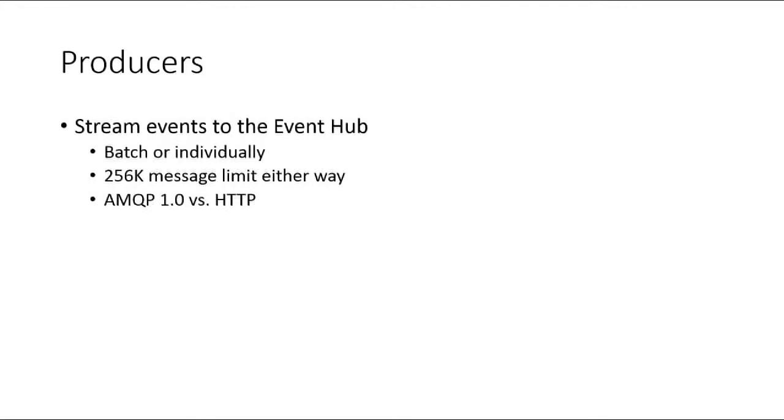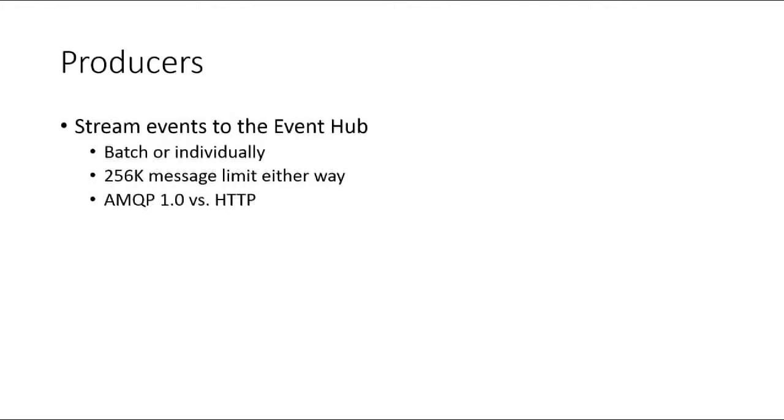You have two main concerns as a publisher. First is actually streaming the data into the Event Hub. And you have 3 things to decide to do that. One, do you want to send your events in batch or individually? For a publisher that's creating events very, very rapidly, you definitely want to send them in batch. You get much better throughput that way. Either way, though, you're limited to a 256K message, regardless of how many events are in that message.